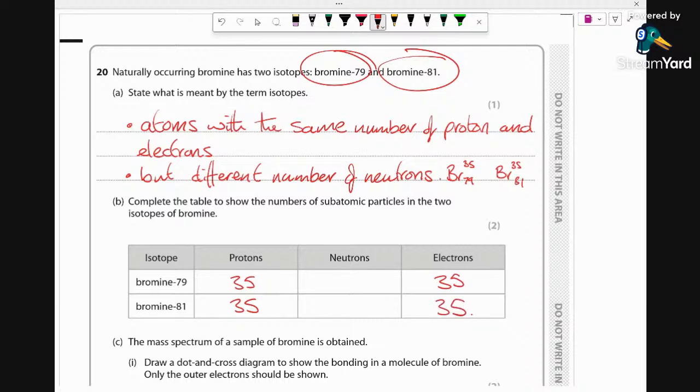Notice the similarity from the previous paper, by the way, that I did. There's no charge on any of these, so sometimes they add a charge to throw the electron number off. Yeah, but the neutrons are going to be different. So I'm going to do 79 minus 35, and I get 44. And then I get 81 minus 35, and I get 46.